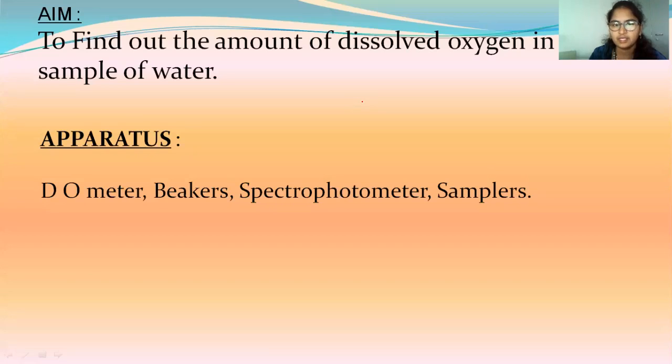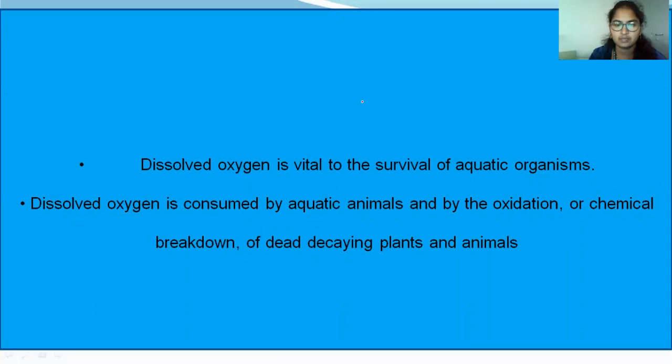To find out the amount of dissolved oxygen in the given water sample. The apparatus required for determination of this test is of two types. One is a DO meter and we require beakers. Otherwise we can go for a photospectrometer and samplers. So what's the procedure?